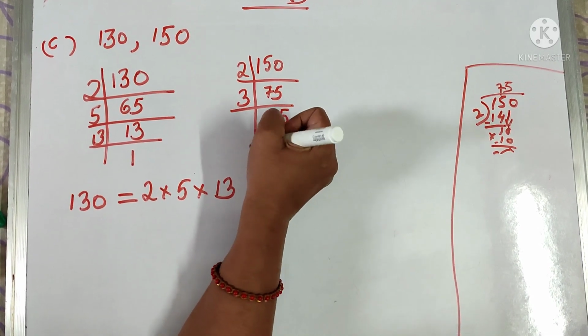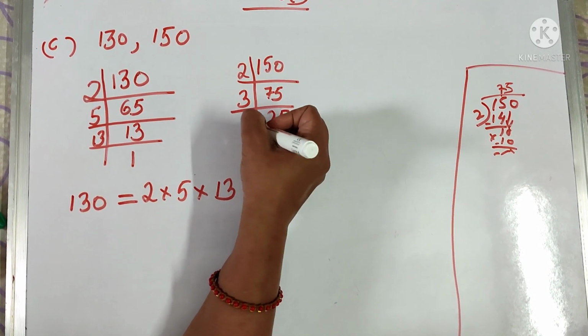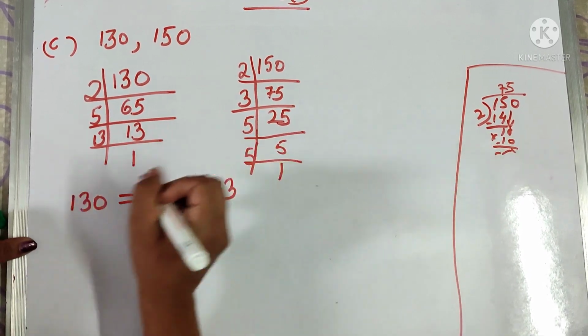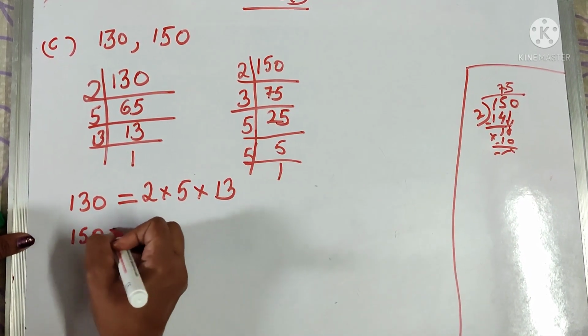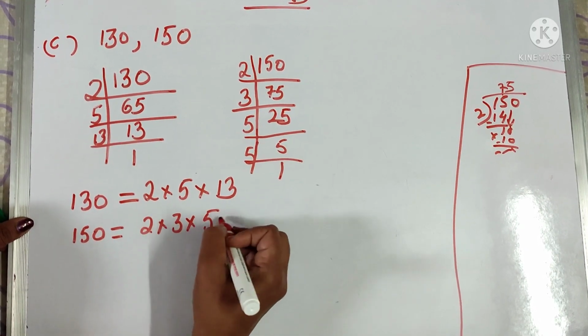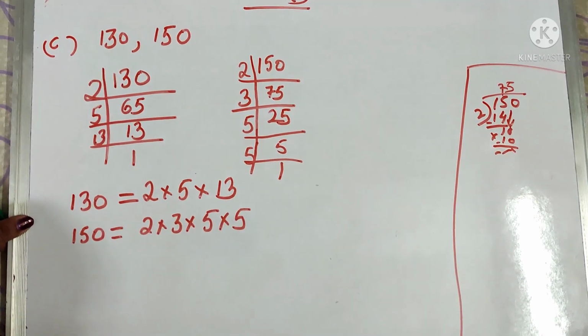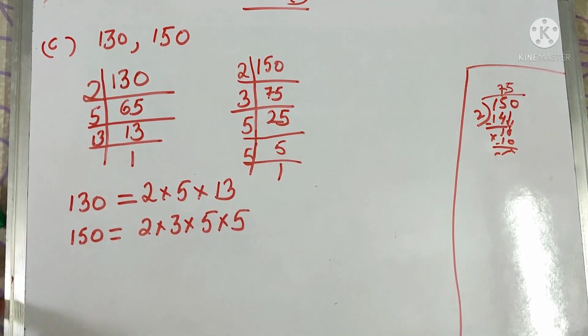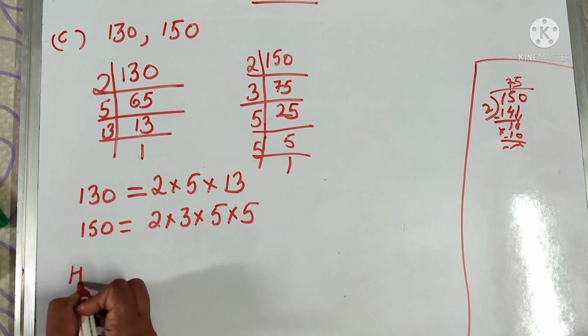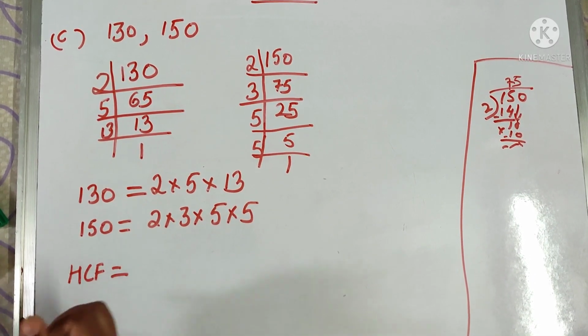Yes, it goes by 25, then by 5, 5 5s are 25, and then 5 1s are 5. So 150, when I have divided, I got 2 into 3 into 5 into 5. I got it. Okay. Now what I will do is, I will list the common factors. In order to find HCF, we take the product of the common factors.